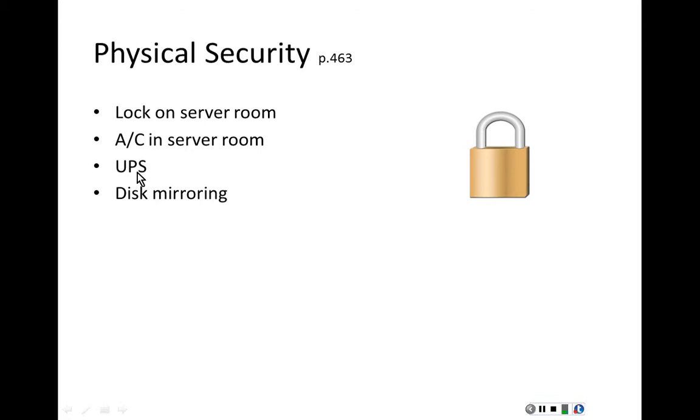UPS, uninterruptible power supply, which provides power in case the power goes out. And you might think this isn't security. Yes, it is, because physical security makes sure that you've got power. Disk mirroring is a form of physical security, because in disk mirroring, you have two disks, one is mirrored to the other. If the little motor goes out in the first hard disk, that would be considered physical security. It's a physical failure. If the little motor goes out in the first hard disk, that's okay. We have a second hard disk. So even disk mirroring falls into the category of physical security.